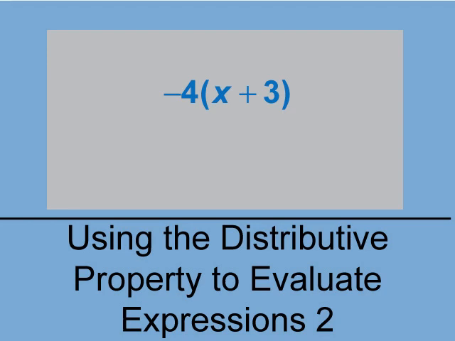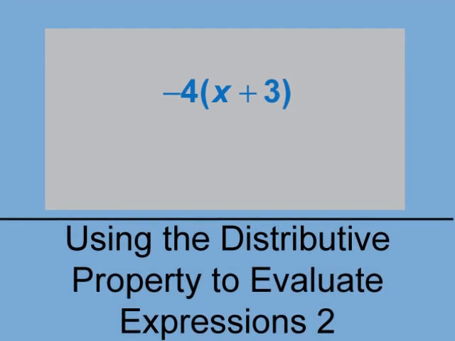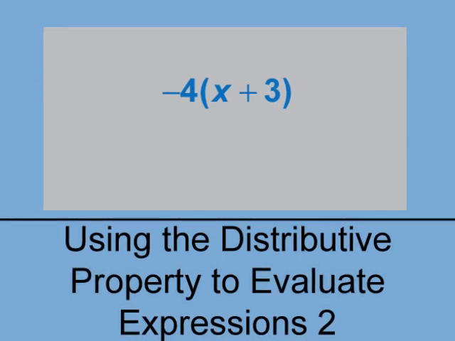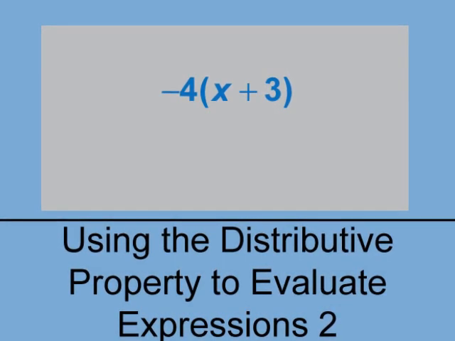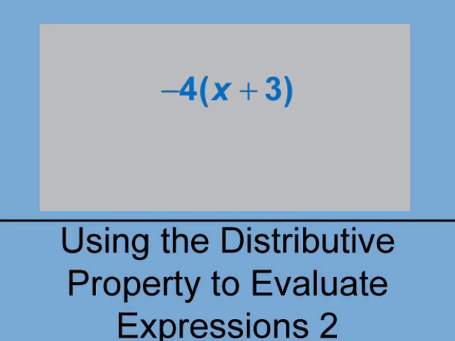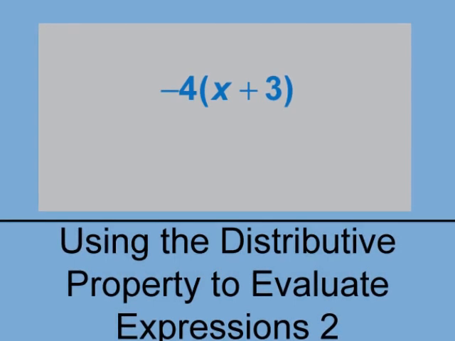The distributive property allows you to multiply a factor across multiple terms of an expression. In this video, we will look at the case where the constant term a is negative and b is positive. Let's start with an example.